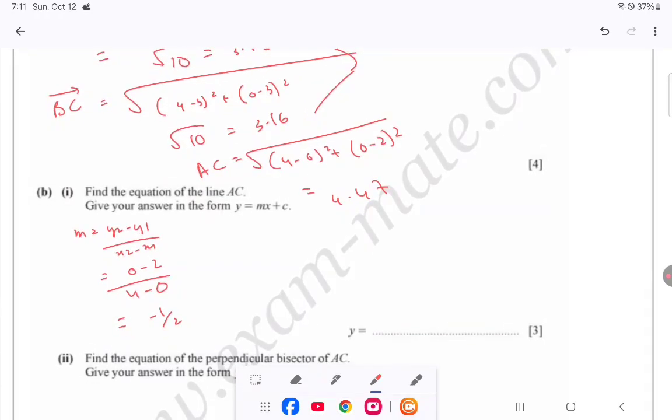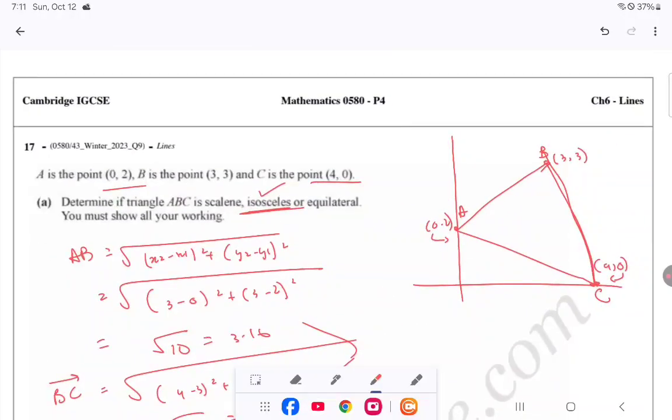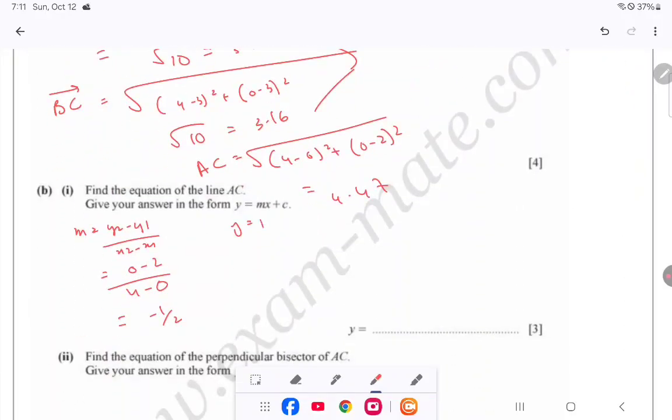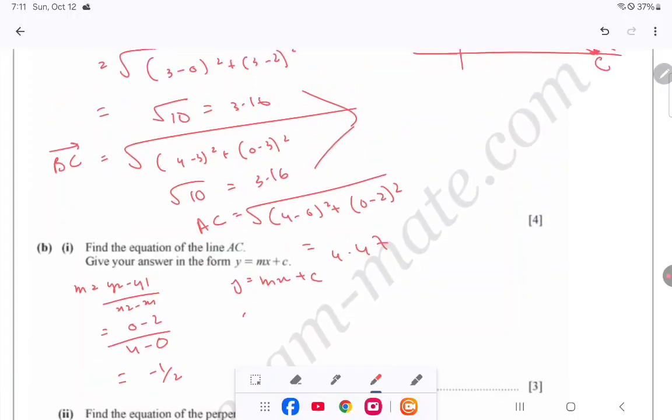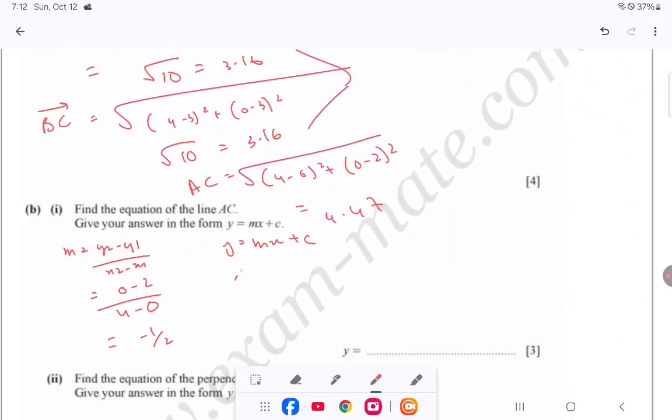Put any point which you like of A or C. I am putting the value of A, which is (0, 2). y is equal to mx plus c. So y becomes 2 is equal to 0 plus c. So the value of c is 2.